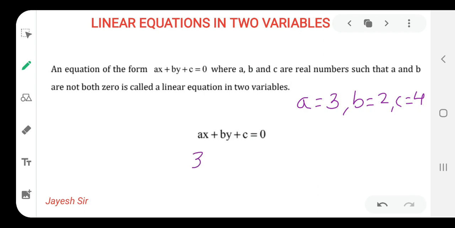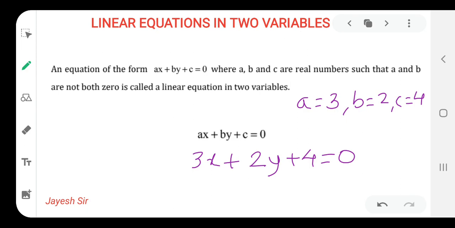Sorry, 3 into x it would be there, plus b, value of b is 2, and y as it is, plus c means 4 is equal to 0. In this way the equation we have formed is like this. That's why we can say that it is a linear equation in two variables.